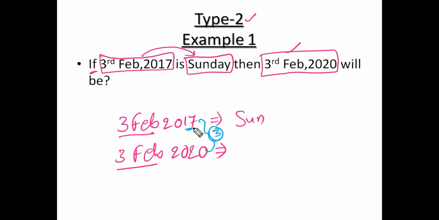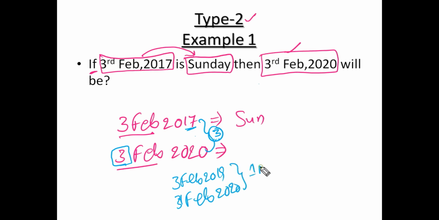2017 to 18, non-leap year. 18 to 19, non-leap year. 19 to 20 is also a non-leap year because it is 3rd February and Feb 29th is not covered. That's why it is not a leap year. 3rd Feb 2019 to 3rd Feb 2020. This is a normal year gap.